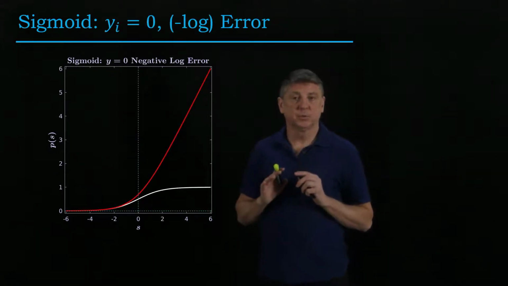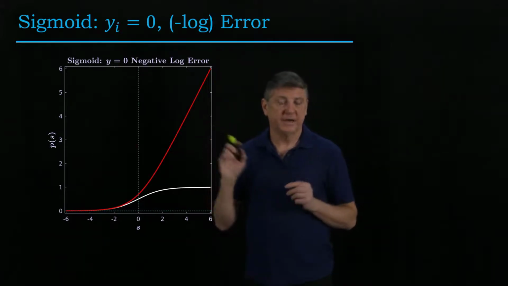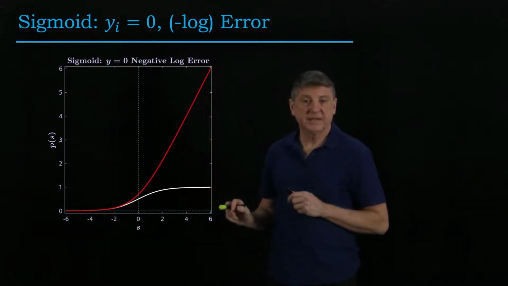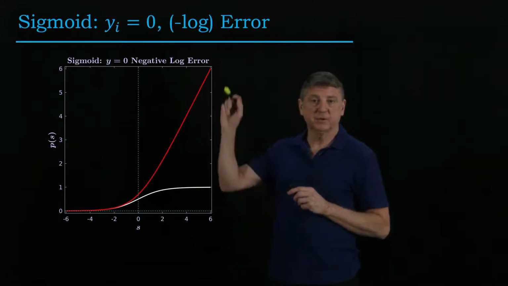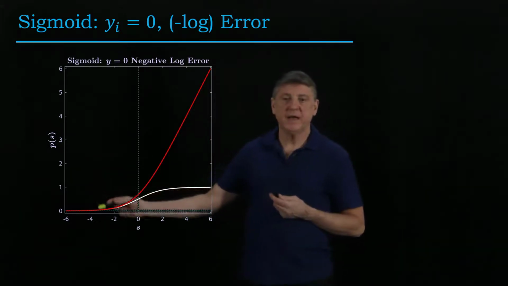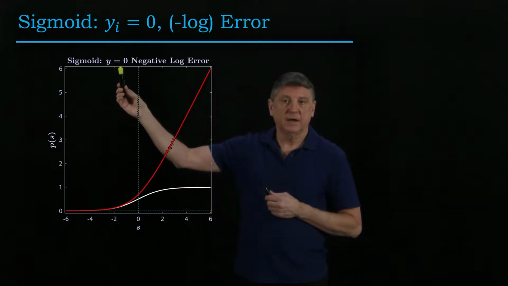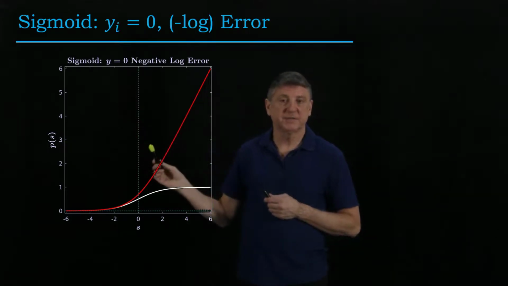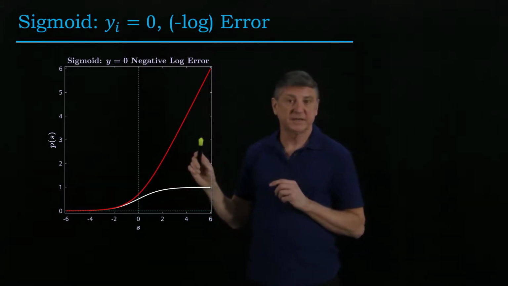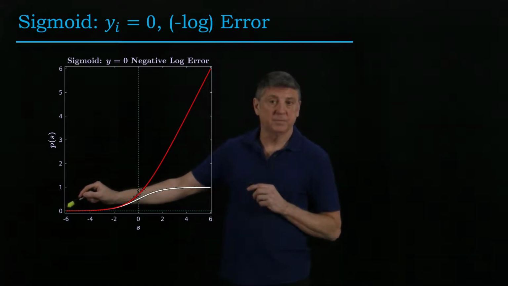Now, let's explore what happens with the logistic function and the log error. Now I've changed the scale. Note that previously the scale was 0 to 1. Now the scale is going from 0 to 6. And the reason is this: when we have our logistic function, suppose that we have a label of 0, and the logistic function says it's very unlikely that this data vector is on the positive side of the hyperplane, then the error will be asymptotically 0.